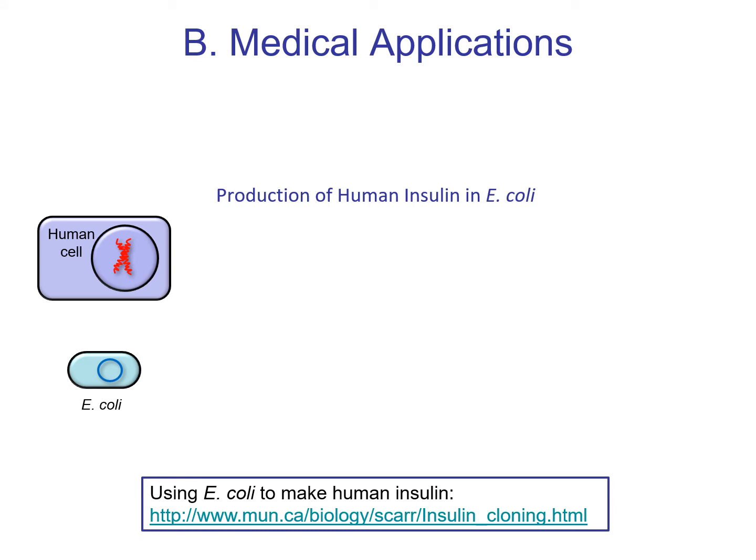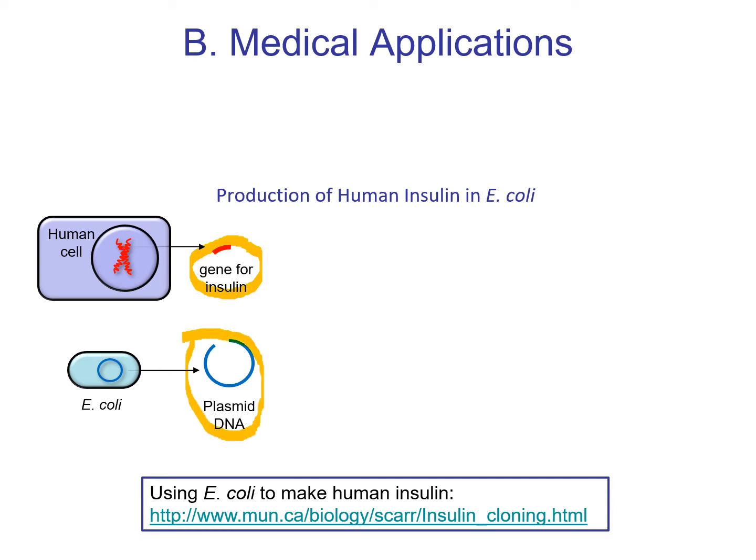So let's talk about some medical applications of these DNA technologies. I mentioned this one here. I wanted to go over it in a little more detail about how we can produce human insulin in E. coli. If you take a look, there's a human cell and an E. coli cell. You can extract the DNA for insulin. Here's the gene right here. And there's a plasmid DNA from E. coli. Just like the plasmid that we had in our lab, we can use the same one, in fact, to do this. They're combined together using DNA ligase, and this DNA is called recombinant DNA.